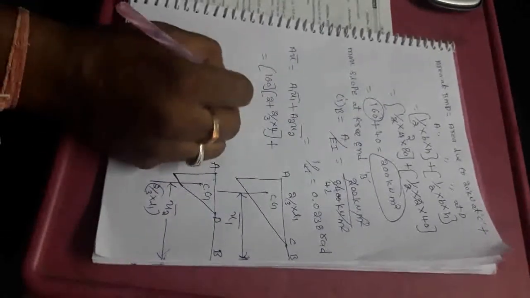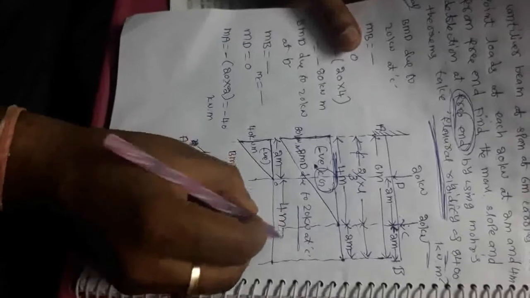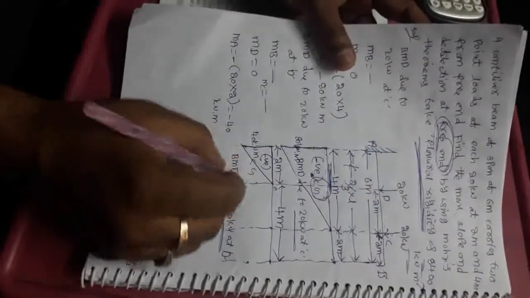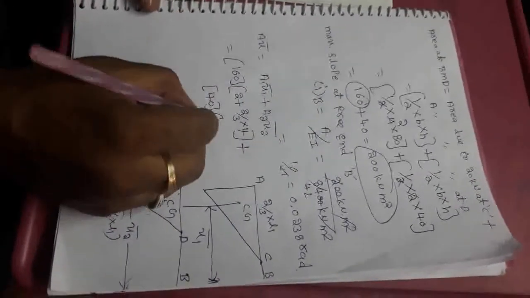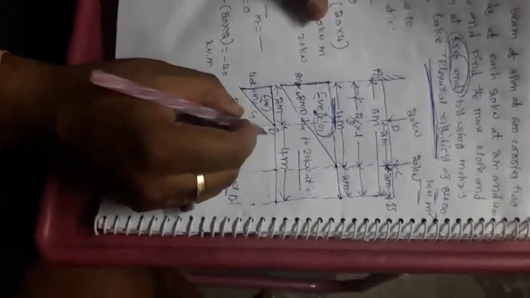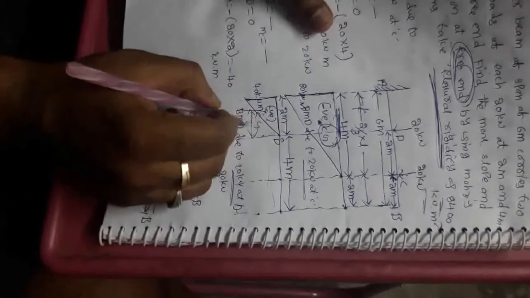A2 equals 40 and x2 bar equals this span length 2, and the remaining span length is 4 meters. So this is the center of gravity point, 4 plus, here 4 plus the distance from D to the center of gravity, 2 by 3 into L. So 2 by 3 into L is nothing but 2.